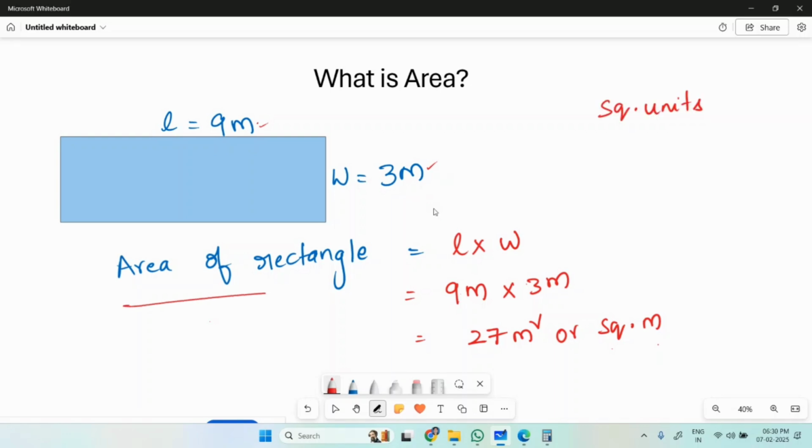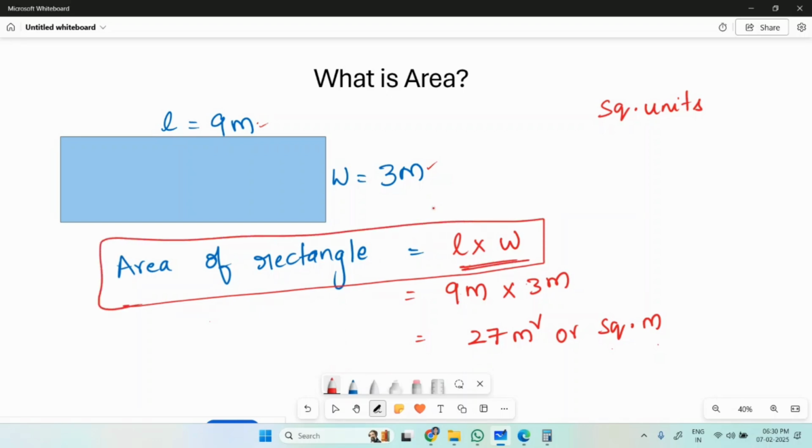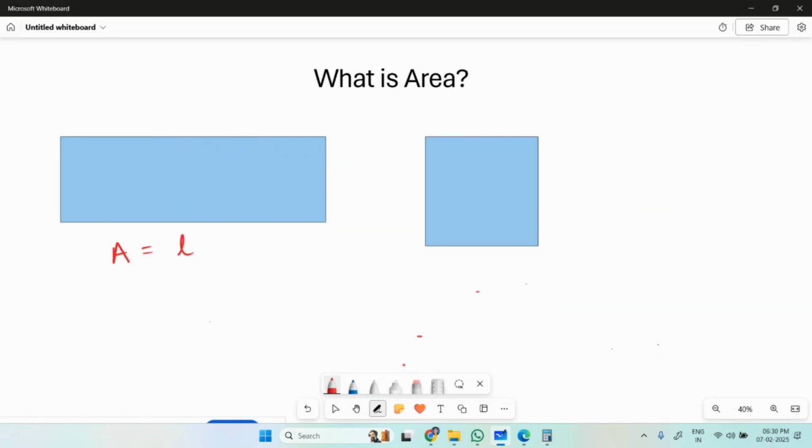Okay, for the area of a rectangle, we multiply length times width. While multiplying the length times width, you should also multiply the units, and you must write the answer in square units. Okay, the area of a rectangle equals length times width. Now let's see the area of a square. We know that a square has all sides the same. This is one side. Here we can represent the side as A.